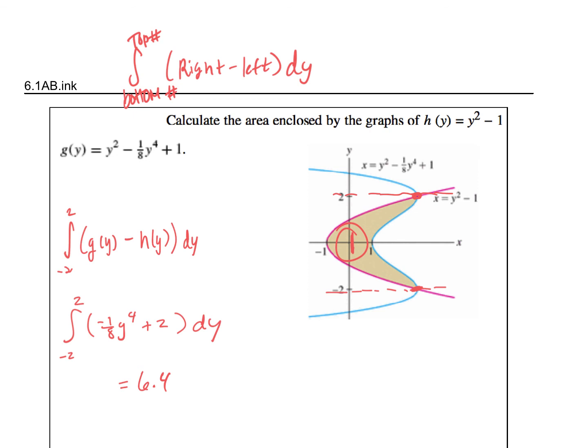All right, so I'm going to stop the recording. That's the end of 6.1 with area between two curves, either with respect to dx or dy.